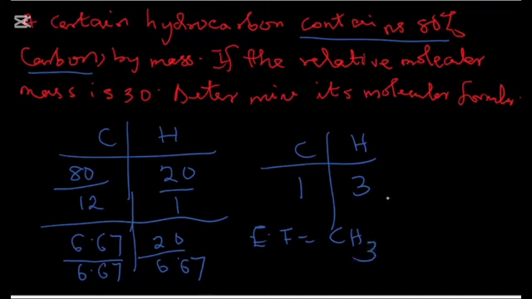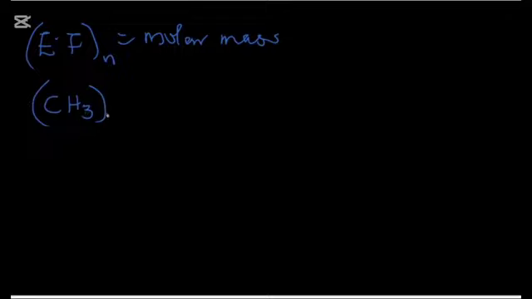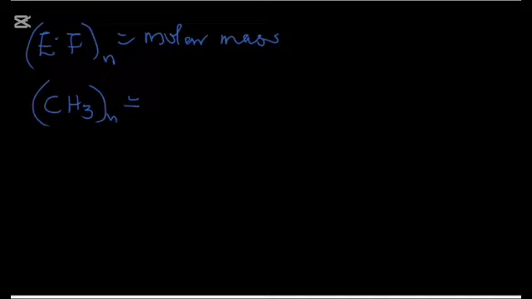Now the question is not to get the empirical formula. The question is to get the molecular formula. So how do you relate molecular formula to empirical formula? Empirical formula times n equals the molar mass. The empirical formula was CH3. We've calculated CH3 in bracket n equals the molar mass. The molar mass in the question is, look at it again, 30. So the relative molecular mass is 30. So this is going to be 30.